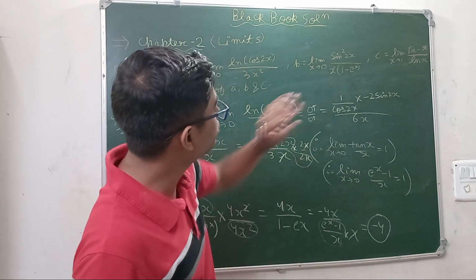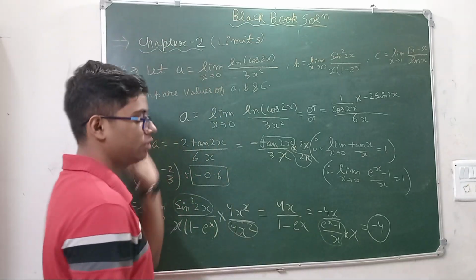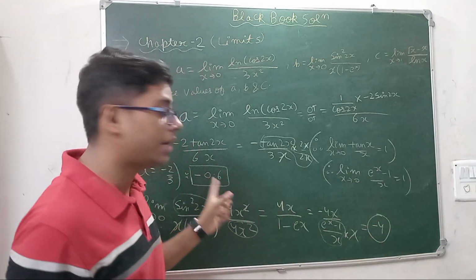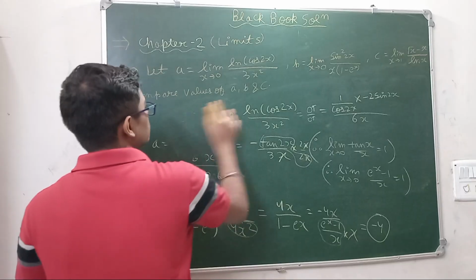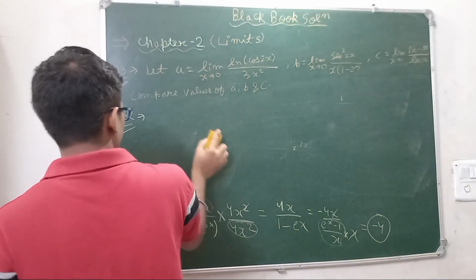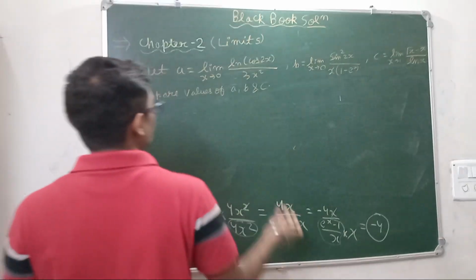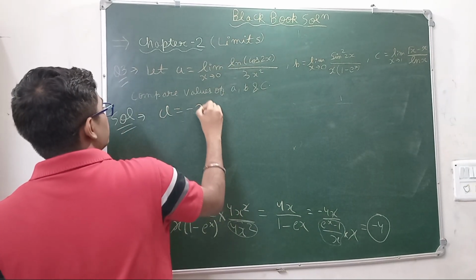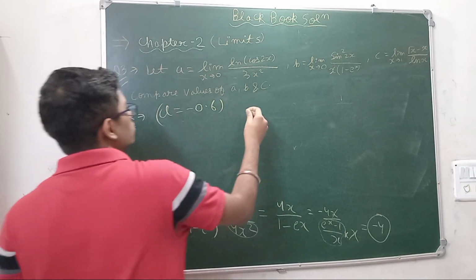Now coming on to the value of c. Space is there, so I have to rub this. A value is minus 0.6. So now coming on to the value of c.